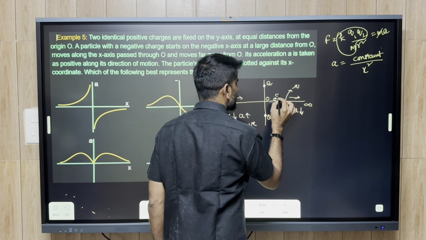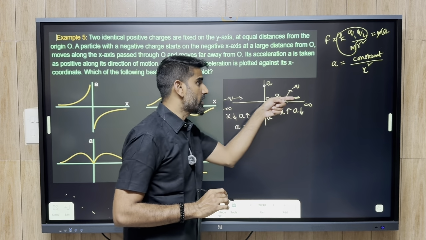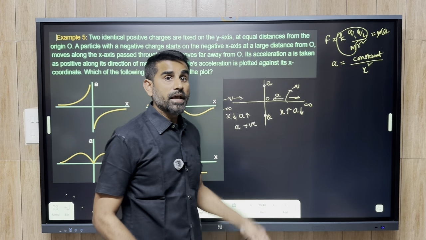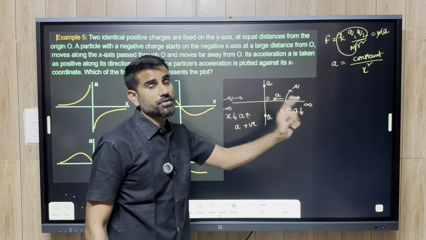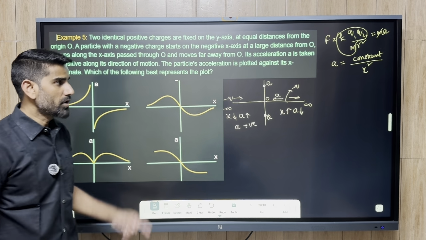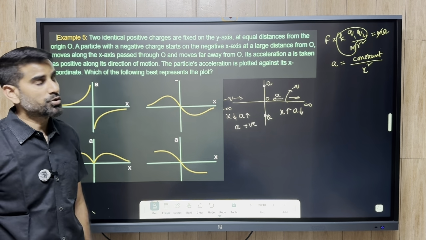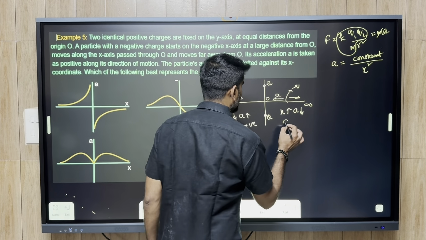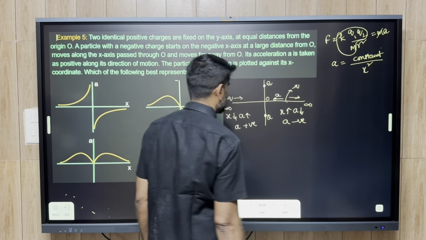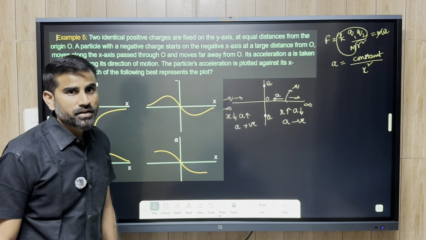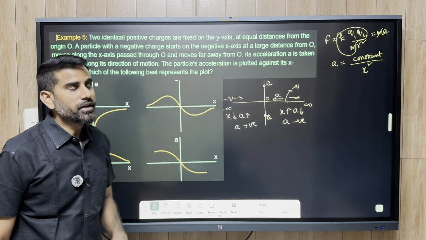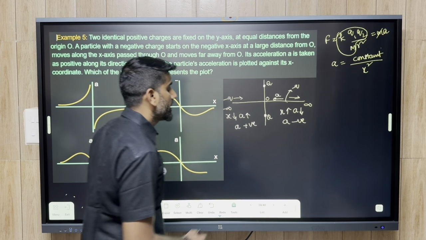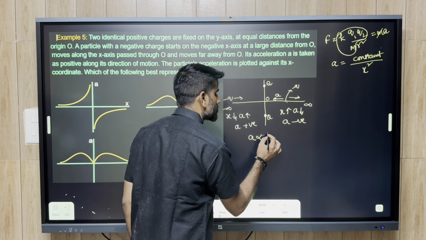That means the acceleration is in this direction, whereas the motion of the particle is along the positive x. Acceleration is along the negative x, motion of the particle is along the positive x. As the acceleration is opposite to the direction of motion, acceleration is to be taken as negative. That means the y component must be negative. Let's check. And it has to be satisfied.